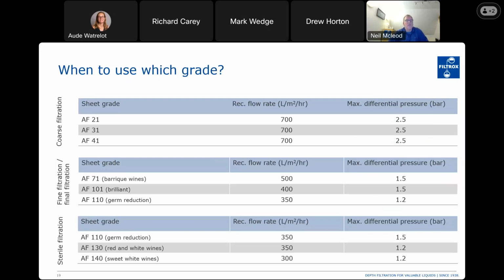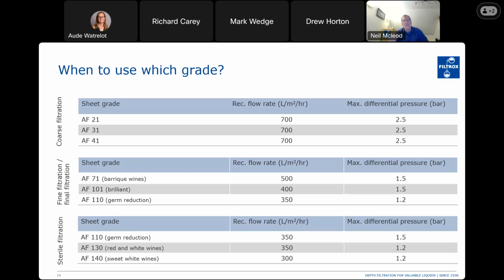So when to use each of the grades? We saw earlier there's a range of filter media grades. There was a view of a technical specification sheet for the grades. But here they've been separated out into the three main areas. So first of all, we would look at the coarse filtration range, and you can see we're looking at a recommended flow, and we'll call it 700 units. It's liters per meter squared per hour.